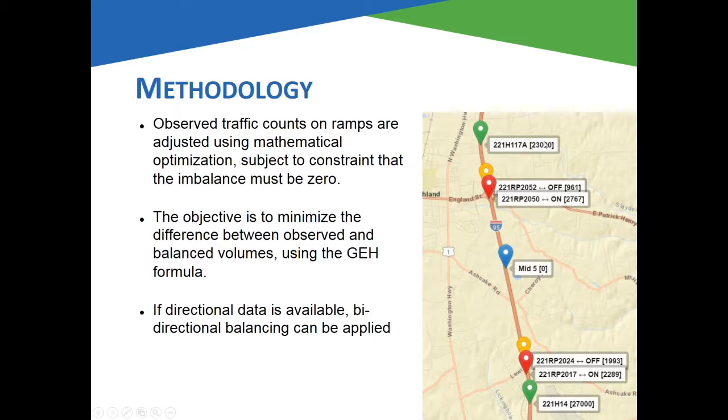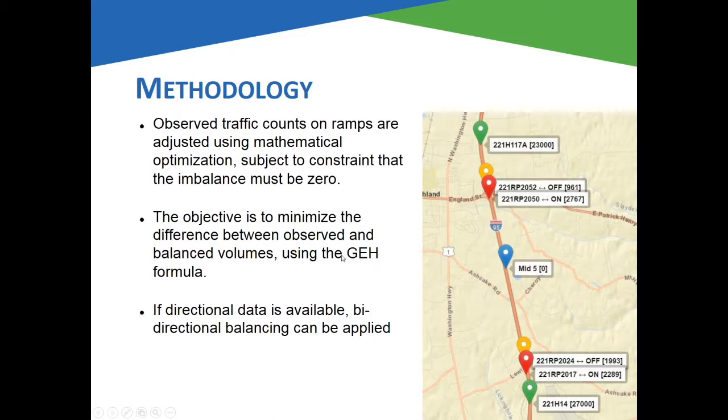So that if you were to take 23,000 and add 2,767 and subtract 961, etc. And you work down the main line, you should end up with a value that equals the bottom value of 27,000 by adding and subtracting the traffic. But of course, that's not going to happen because the counting is not completely accurate, and so you have to perform this optimization to work out what the real counts should be.